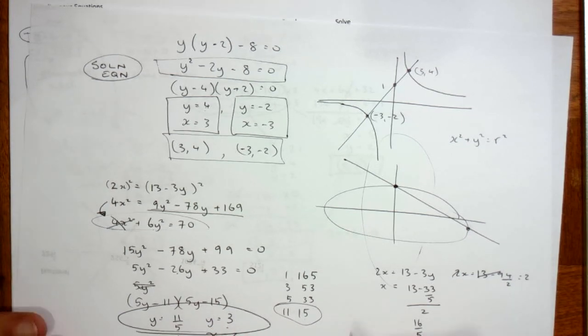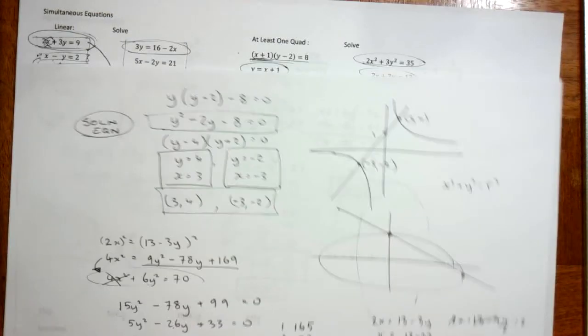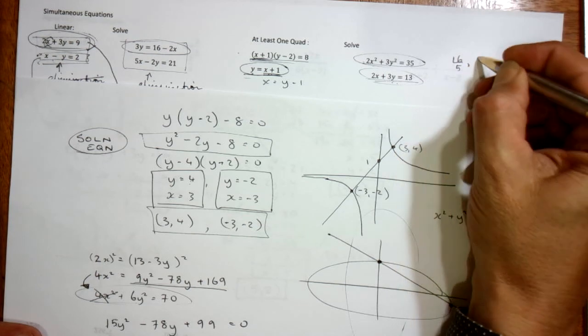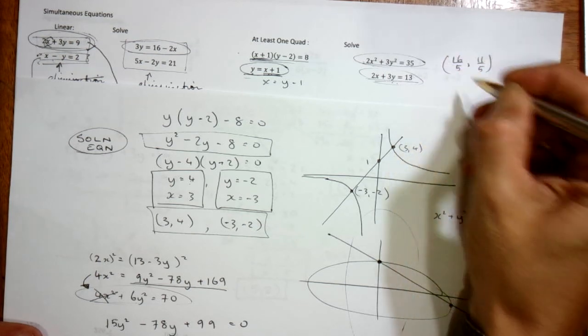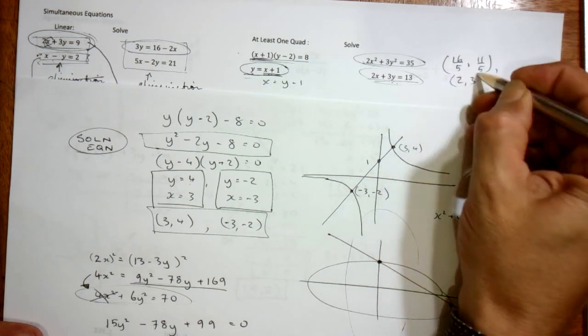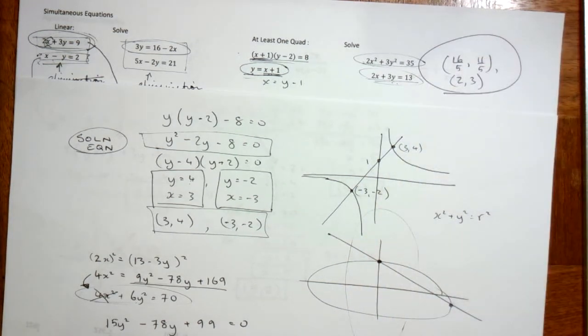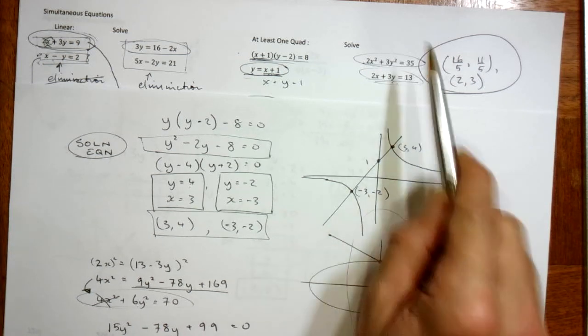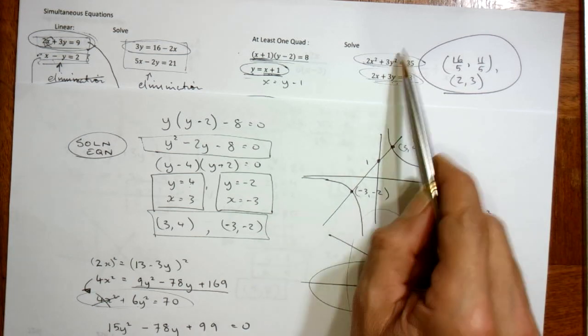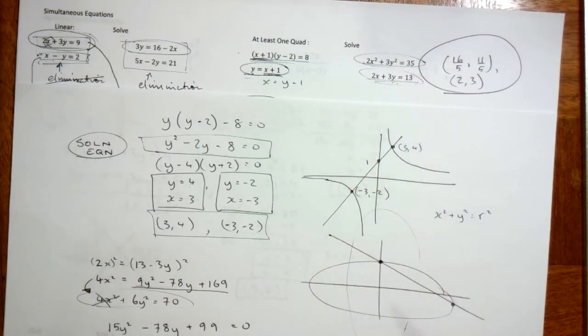So our answers are 16 over 5, comma 11 over 5, and 2, comma 3, as coordinates. What we do then, before we move on to the next question, is sub both the values, so 2 and 3, first of all into the difficult one, and then sub the other two into the difficult equation and make sure it all works.